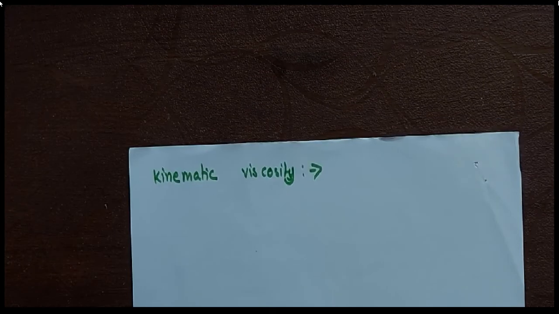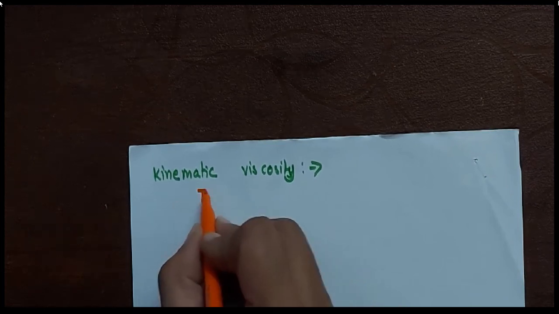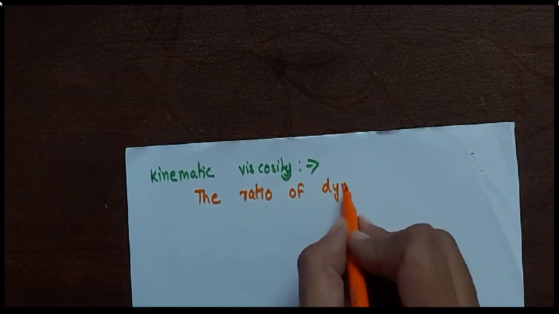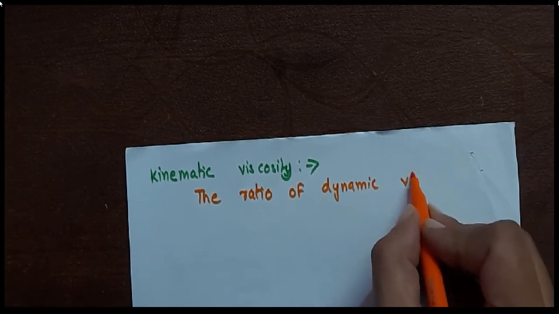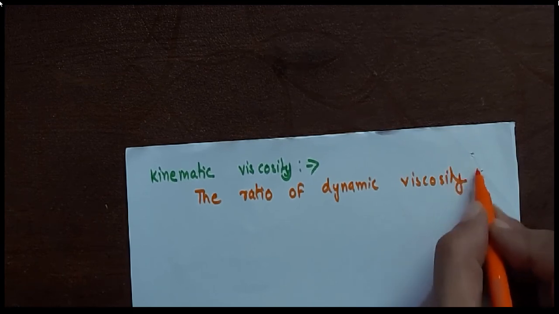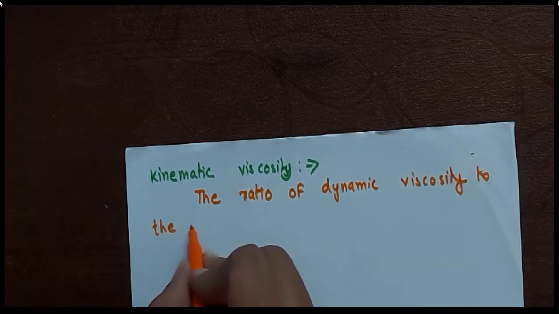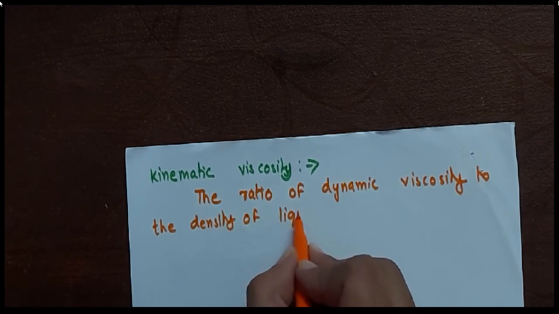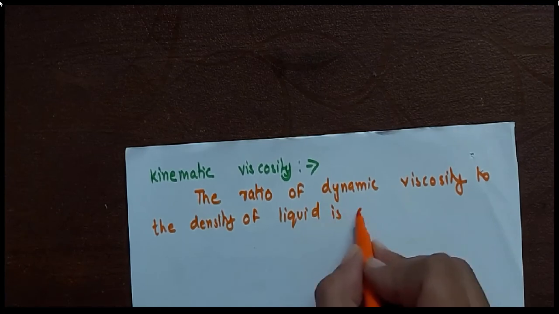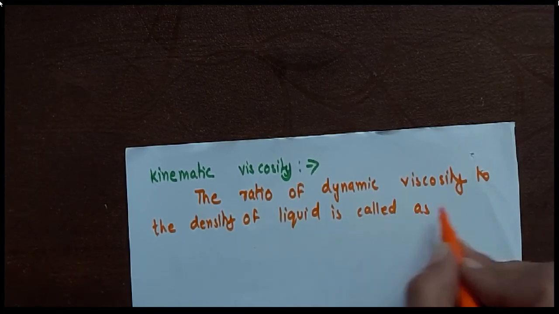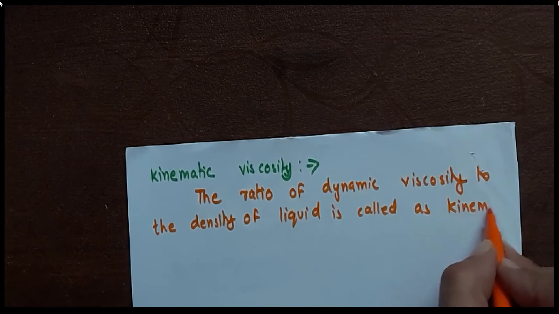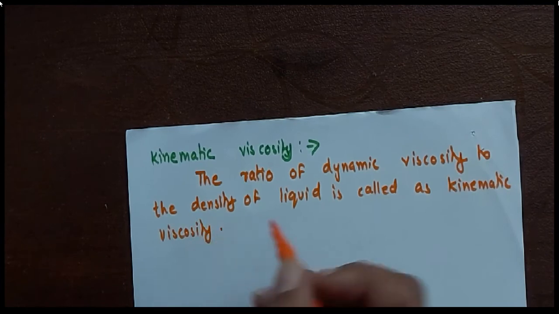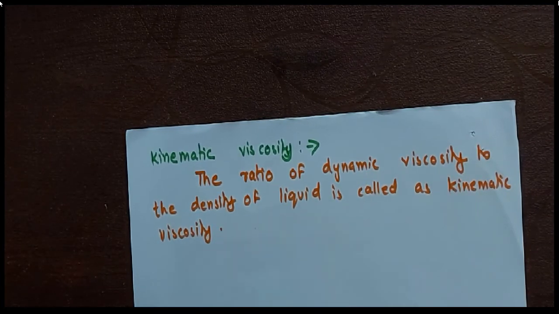We will see the kinematic viscosity. So it is the ratio of dynamic viscosity to the density of liquid is called as kinematic viscosity. The ratio of dynamic viscosity to the density of the liquid.